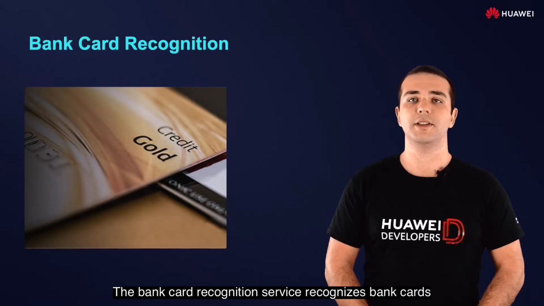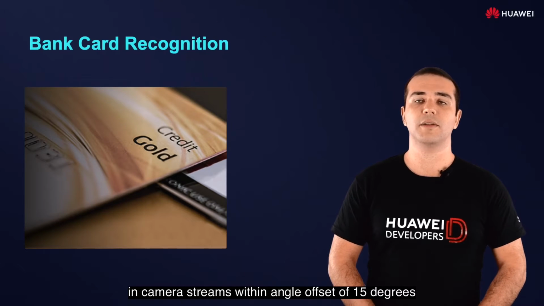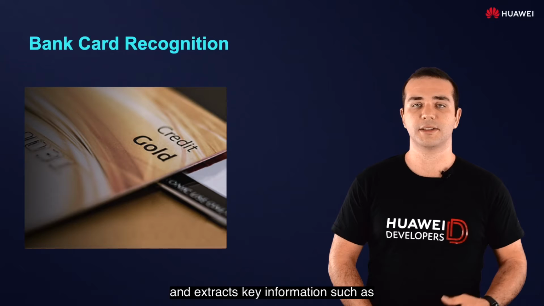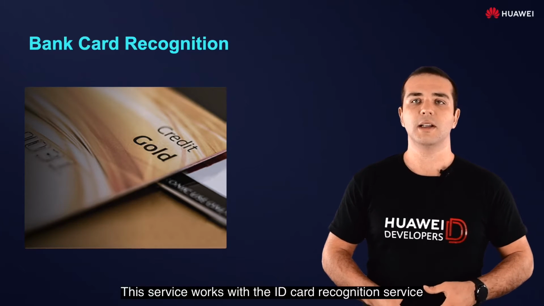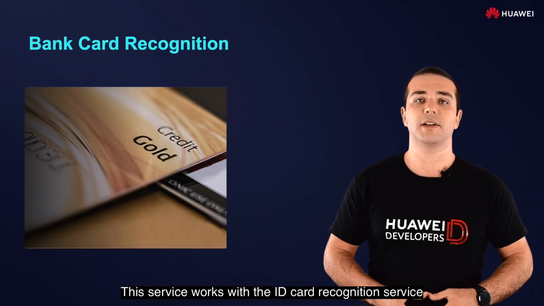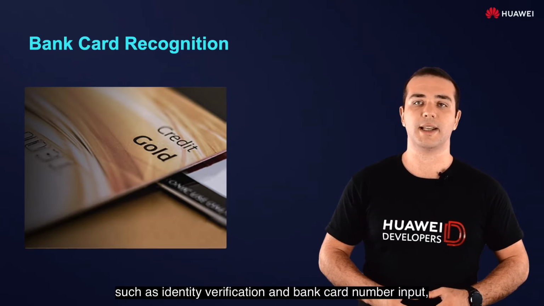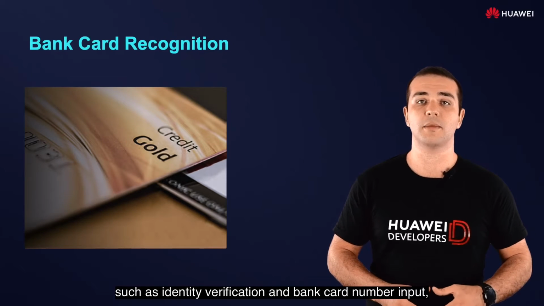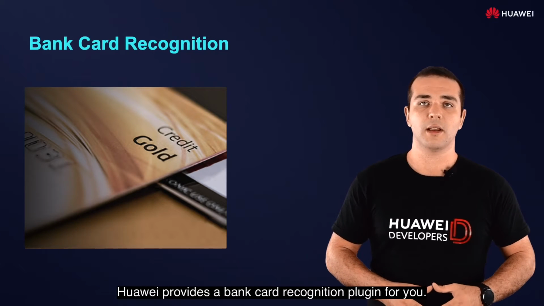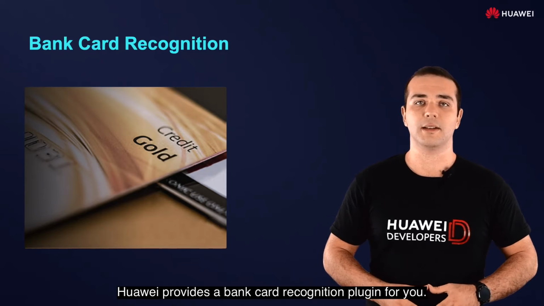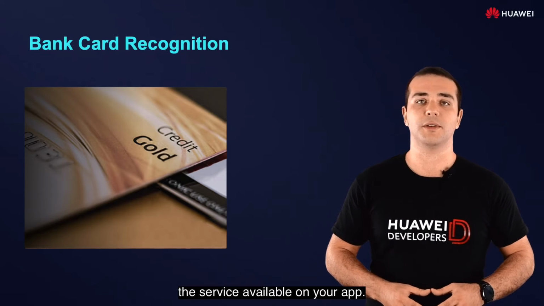The bank card recognition service recognizes bank cards in camera streams with an angle offset of 15 degrees and extracts key information such as card number and expiration date. This service works with the ID card recognition service to offer a host of popular functions such as identity verification and bank card number input, making user operations easier than ever. Huawei provides a bank card recognition plugin for you. Integrating the plugin will make the service available on your app.